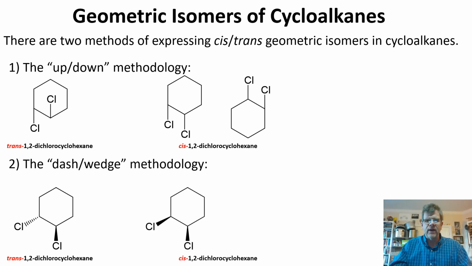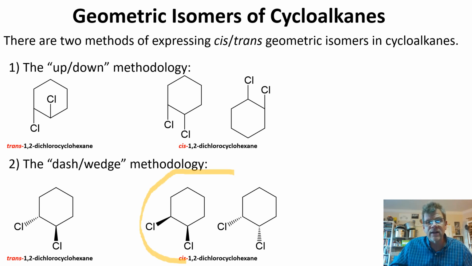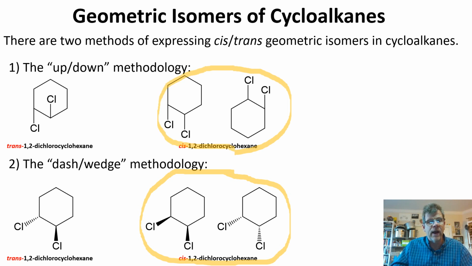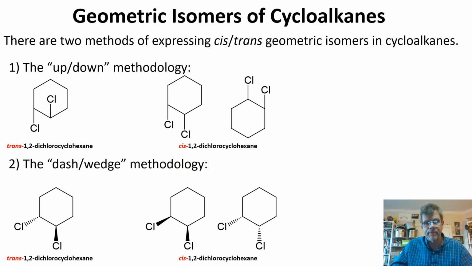The cis variant would be either two wedges or two dashes, either way. Notice these two structures right here are exactly the same. If I took one of them and just turned it over, it would become the other one. So that's a little bit easier to see than on the up-down methodology from above, although on the up-down methodology, these again are the same compound, just different ways of rendering them.